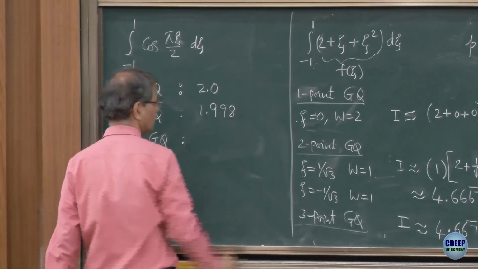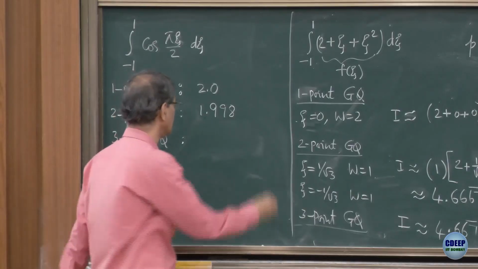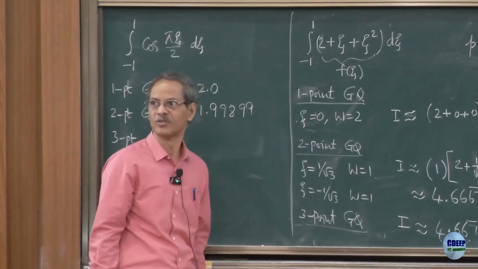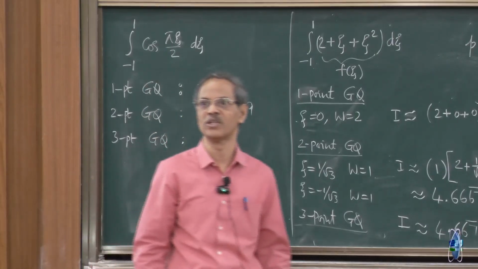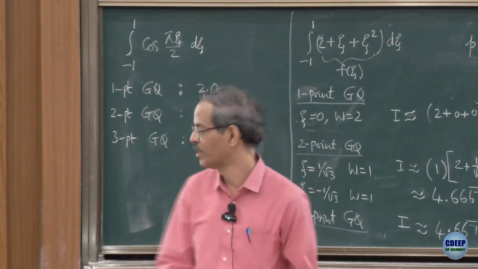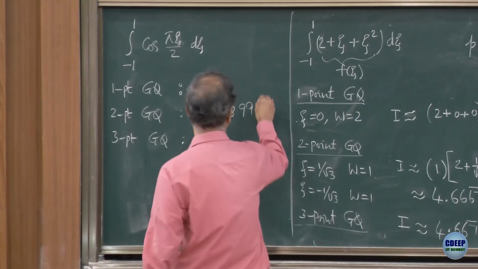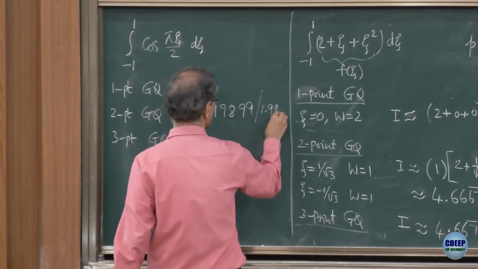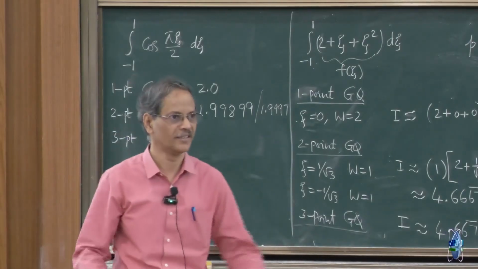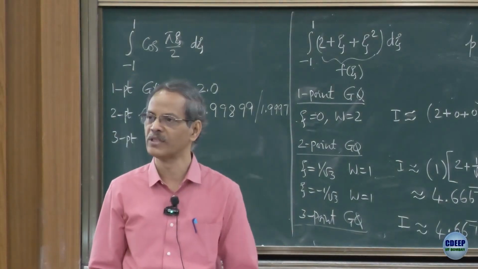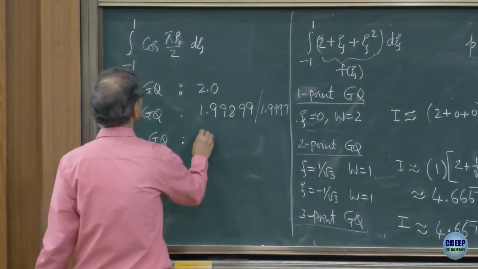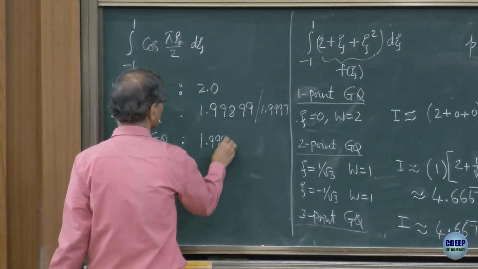1.998, 899 again. Is that correct? 1.6. 0.997. Okay. Any other answer other than this? Try out with 3 points. Same answer. 1.997. What is the exact value of this?